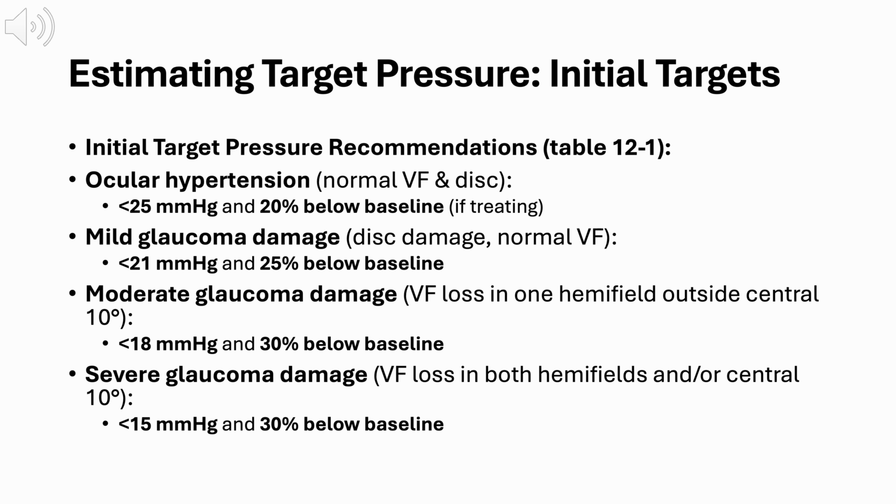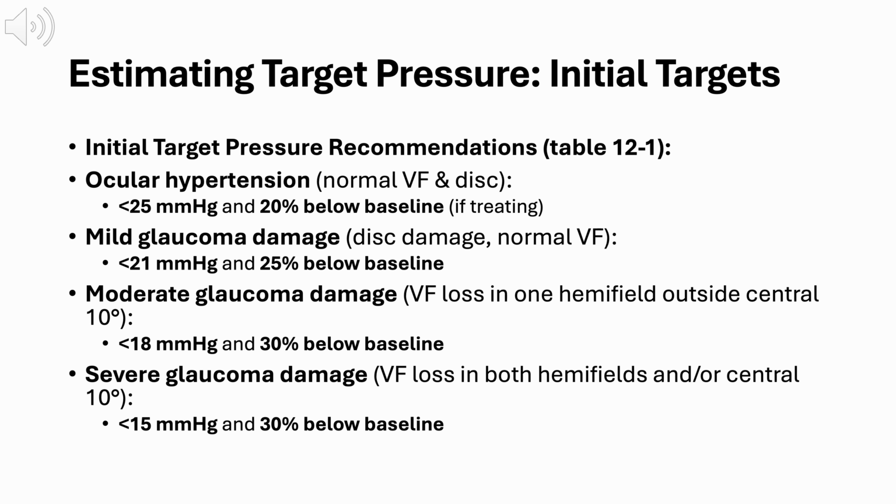When setting an initial target pressure, we rely on general ranges like those summarized in Table 12-1. These provide a framework rather than strict cutoffs, but they're helpful starting points for clinical decision-making. For patients with ocular hypertension, meaning normal optic discs and visual fields, treatment, if initiated, usually aims for a pressure under 25 millimeters of mercury or about 20% below baseline.